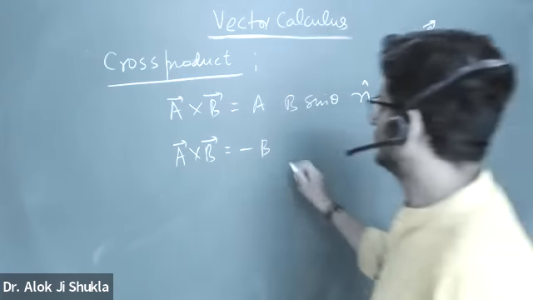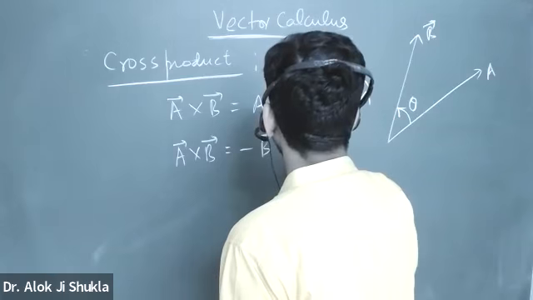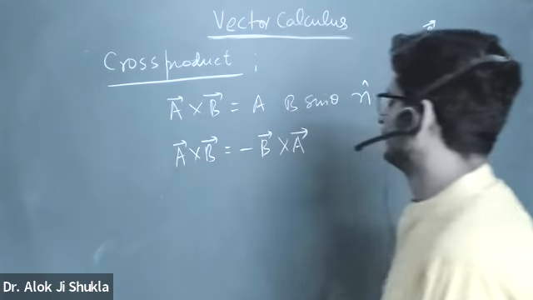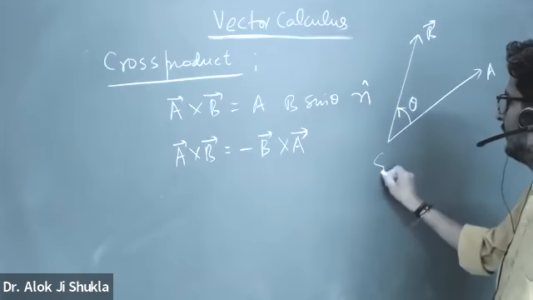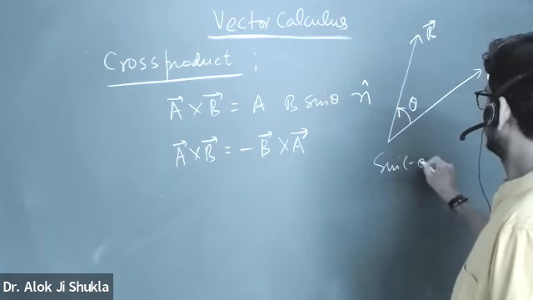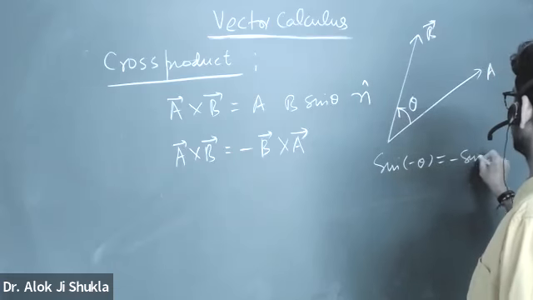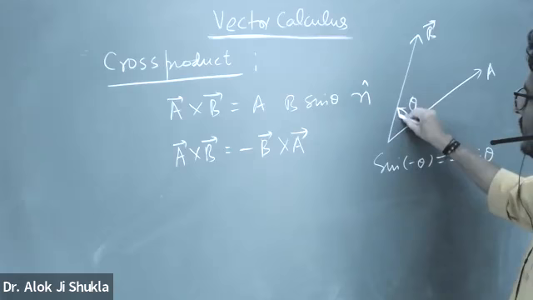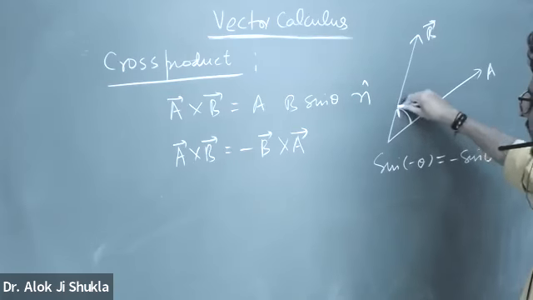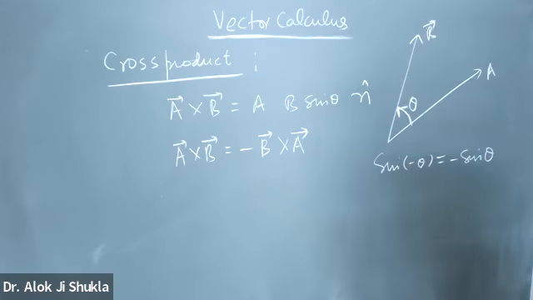So A cross B is equal to minus B cross A. Okay? और ये इसलिए भी है कि sine of minus theta becomes minus sine theta. तो जब तुम इस डायरेक्शन में जाते हो, it is taken theta, इस डायरेक्शन में आते हो, it is taken minus theta. So sine of minus theta becomes minus sine theta.